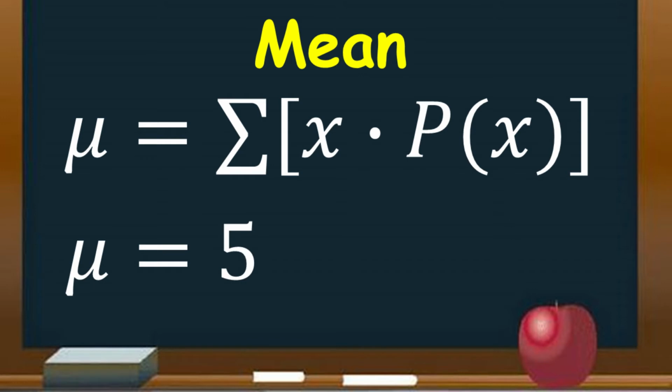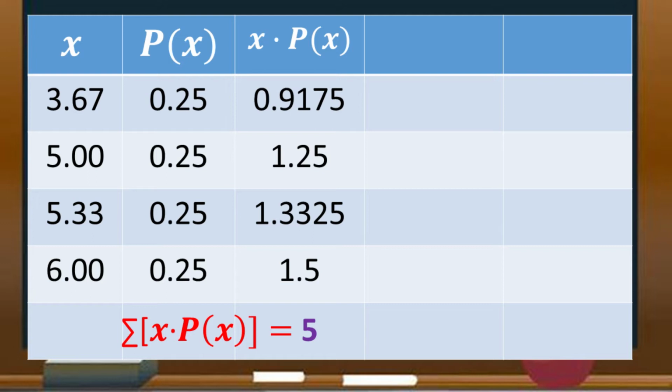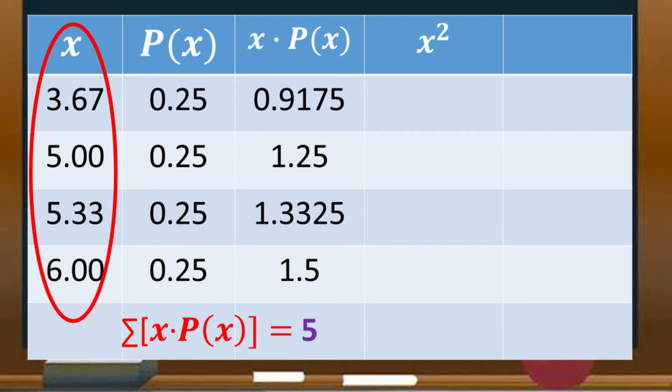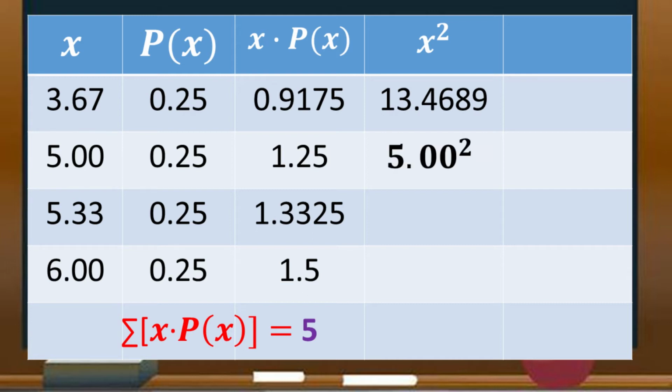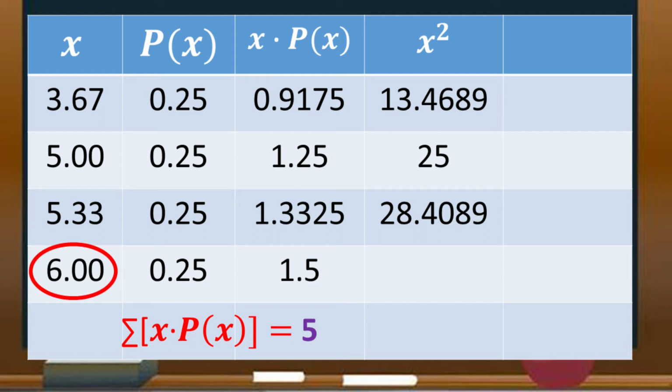Now let us compute for the variance. In the fourth column, we have x squared. We are now going to get the square of each value of x from the first column. Let's now solve for the square of 3.67. That is 13.4689. The square of 5 is equal to 25. The square of 5.33 is equal to 28.4089. And the square of 6 is equal to 36.